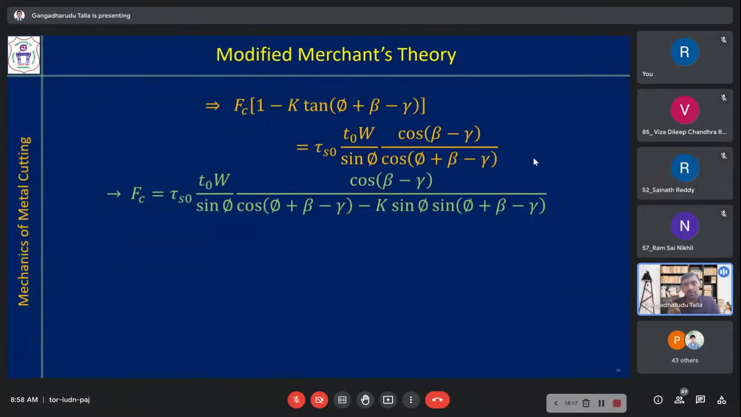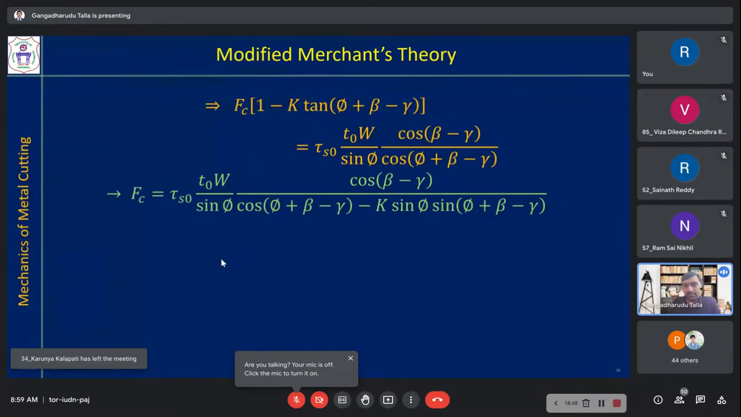So our aim is to get Fc in terms of the known values. What are the known values? Gamma, beta, phi, t0, w, tau s0, all these are known. So somehow you have to convert Fc into that format. We cannot directly say Fc is equal to Fs times something. That is correct, but Fs we should know. We don't know. So that's why we are converting everything into known values.